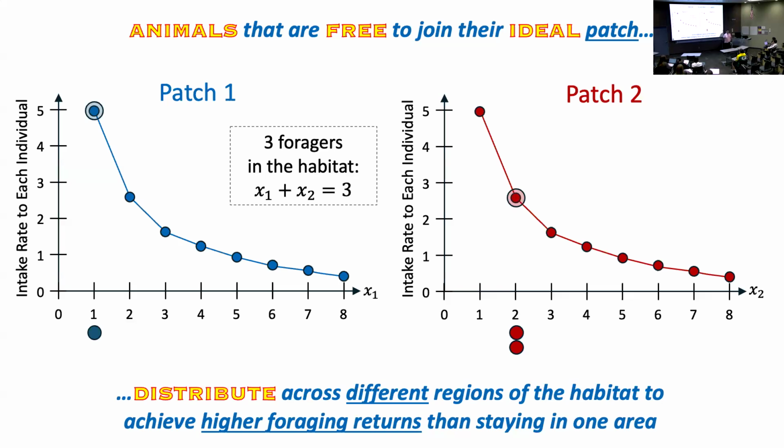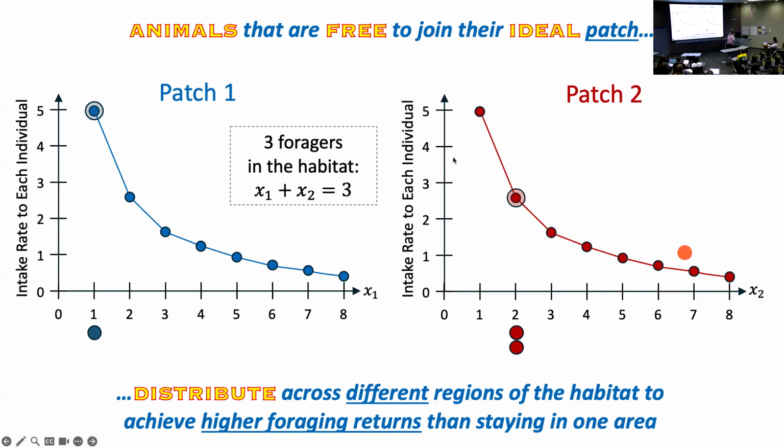So now if you're the 4th duck, where do you go? Do you go to patch 2 or patch 1? How many people say patch 1? How many people say patch 2? Which one's got the higher intake rate for the next duck? If we look at this, this is the current intake rate. If you add another duck, we get roughly 2.5. This is the current intake here. If you add another duck, you get less than 2.